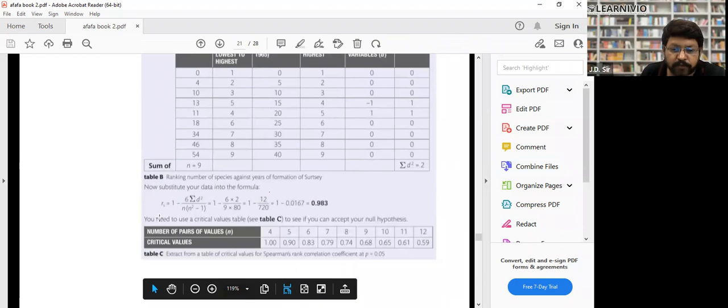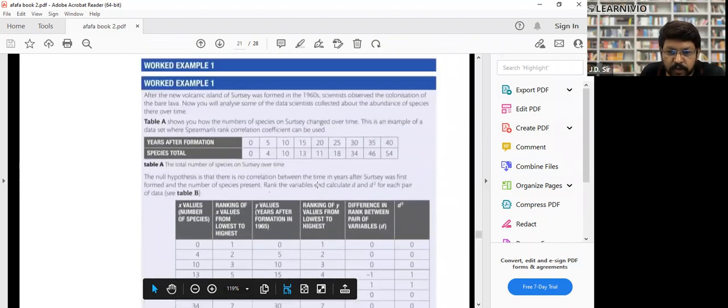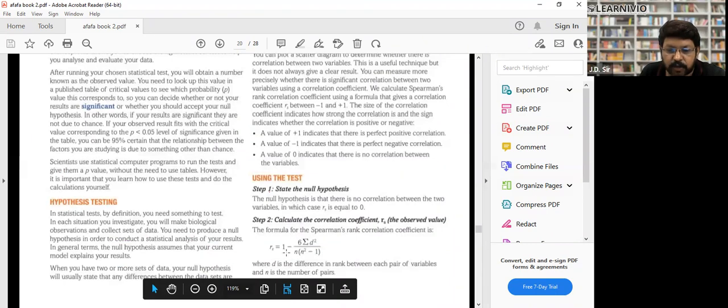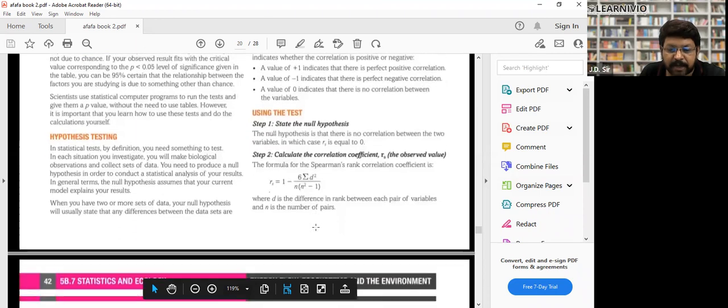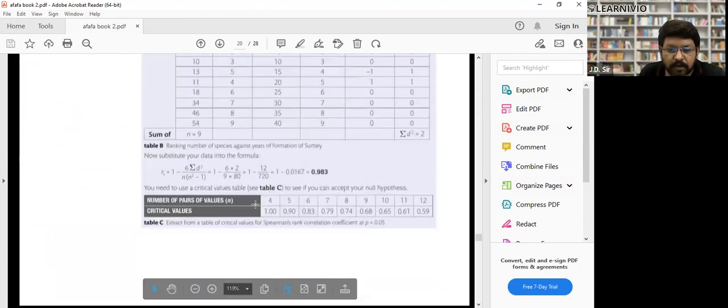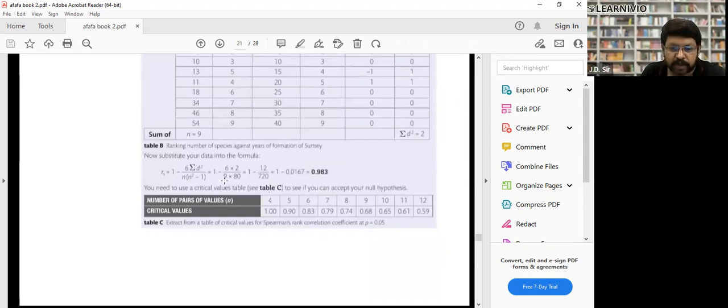Now the same formula which we studied over here: r_n is equal to 1 minus 6 sum of d squared over n, where n is the number, times n squared minus 1. They have taken this same formula and put the values into the formula.